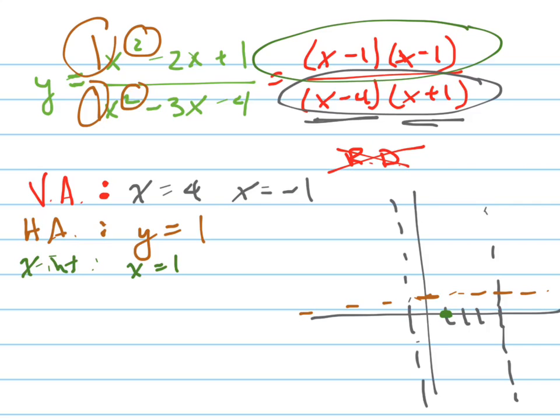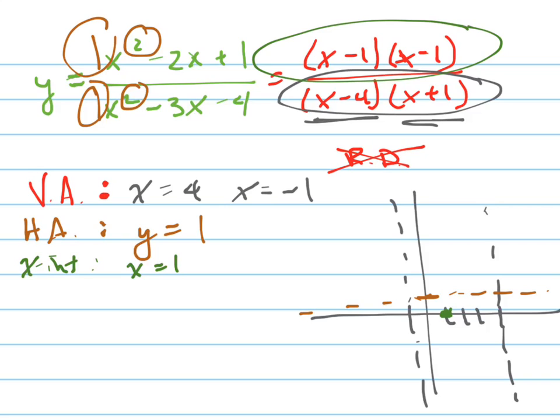Now, here's the tricky part. Technically, you can cross a horizontal asymptote. You just can't cross it at infinity. So we still need to determine if this graph goes down like this or if it goes up like this. We don't know that yet. So let's figure that out. How do we figure that out? We do a little sign analysis.